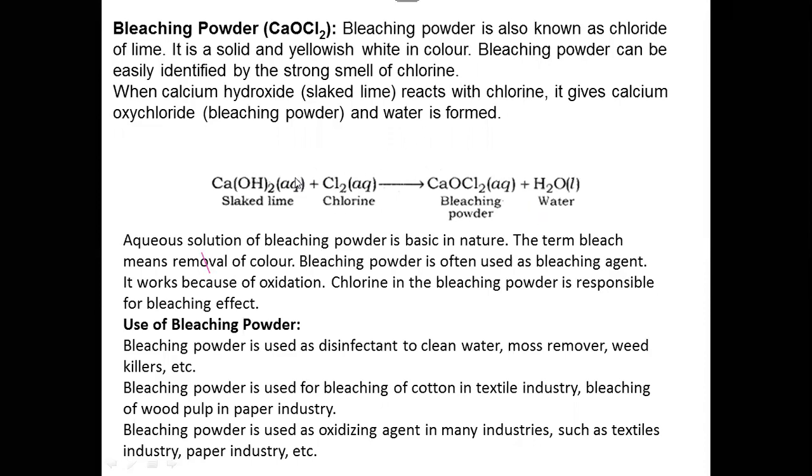How is it prepared? When slaked lime, that is calcium hydroxide aqueous solution, is treated with aqueous chlorine gas, that is chlorine gas dissolved in water, when these are mixed, we get bleaching powder, that is CaOCl2, side product is H2O. So aqueous solution of bleaching powder is basic in nature.